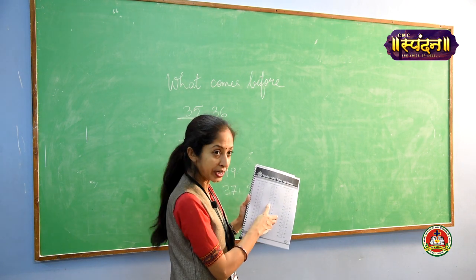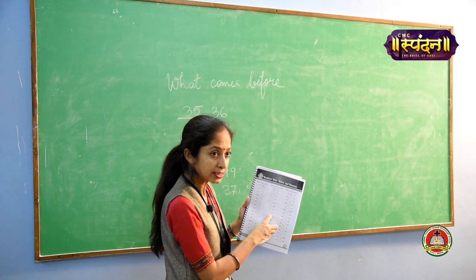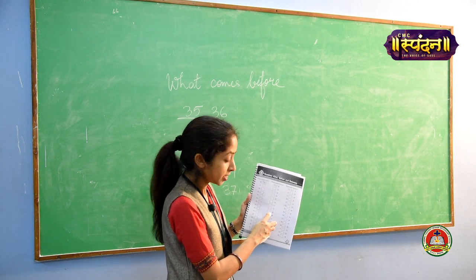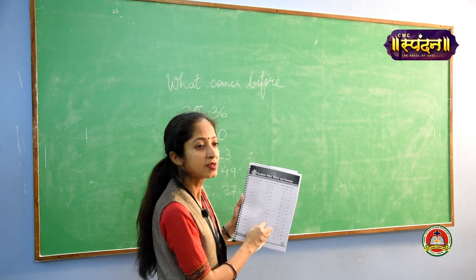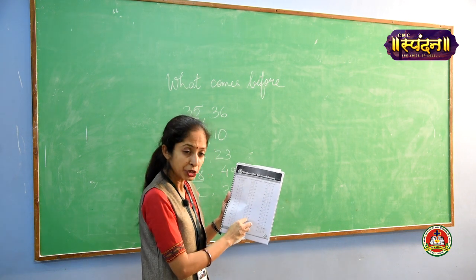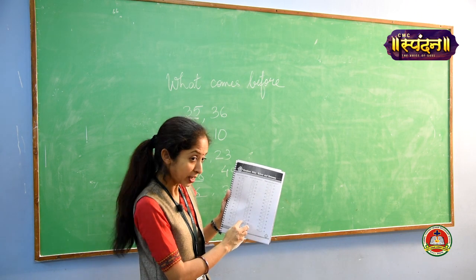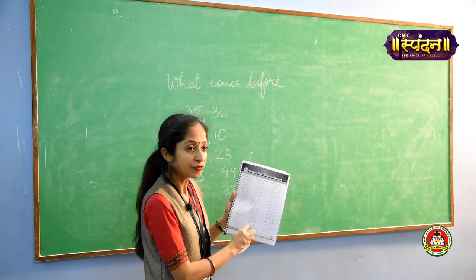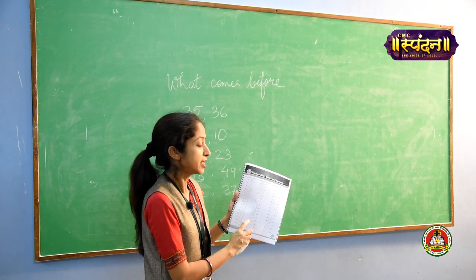24, here try here 23, before 17 it is 16, before 31 it is 30, before 46 it is 45, before 38 it is 37, before 15 it is 14, before 22 it is 21, before 32 it is 31, before 44 it write 43, and before 50 it comes 49.